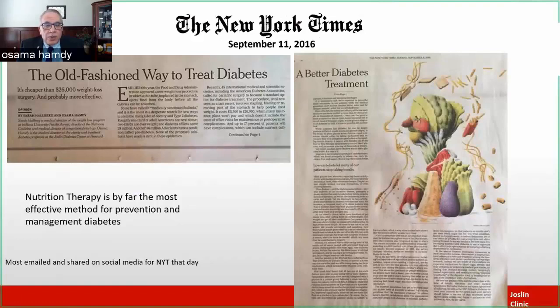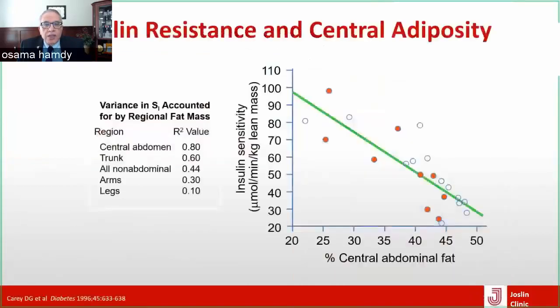In the old days, before the discovery of insulin and any other medication, people understood it very, very well. They even defined diabetes as a carbohydrate intolerance disease. There's an article which I published in the New York Times in 2016, talking about the old-fashioned way to treat diabetes, a better diabetes treatment. And I said that by far nutrition is the most effective way to prevent and manage type 2 diabetes.